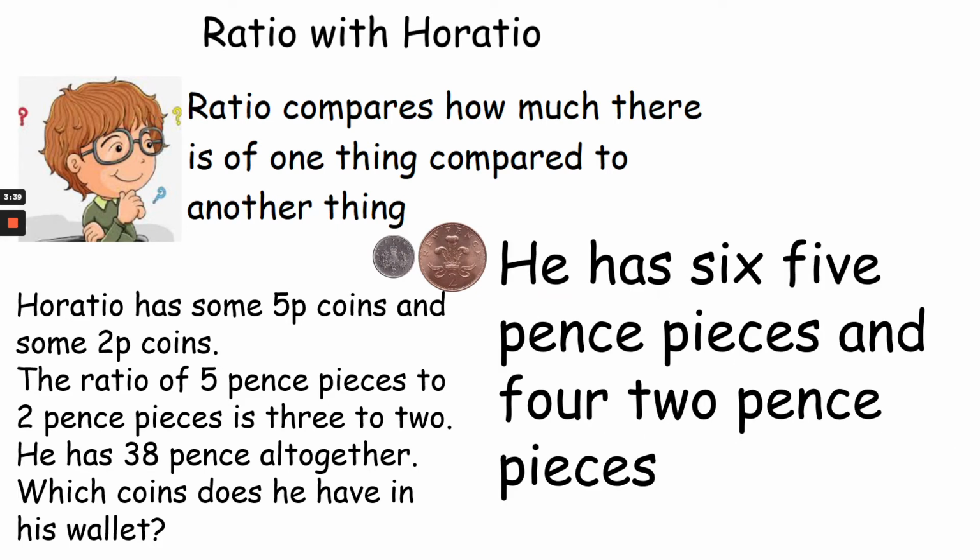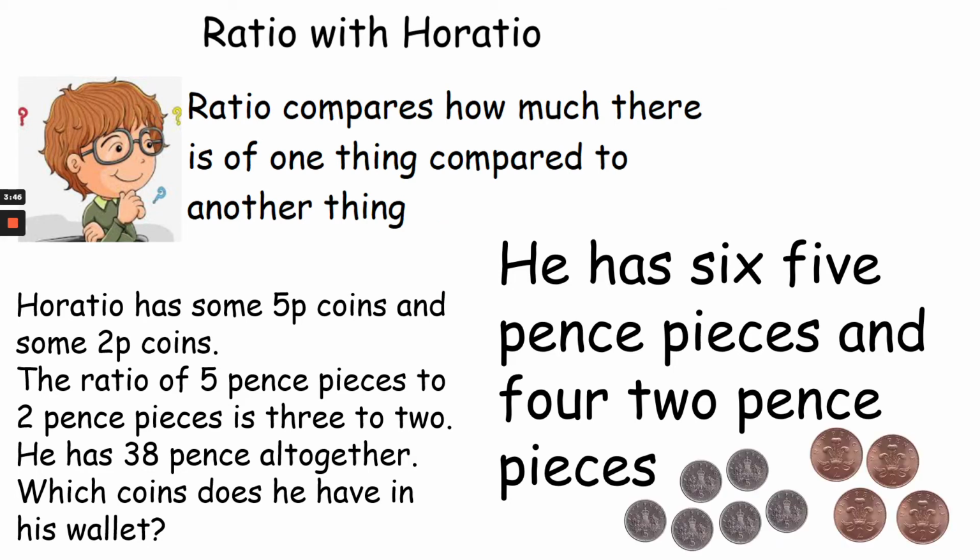Now, as always, with Horatio, we want to write our answer in words. He has 6 5p pieces and he has 4 2p pieces. The money in his wallet looks like this. Amazing job if you worked your way through that one, Year 6.